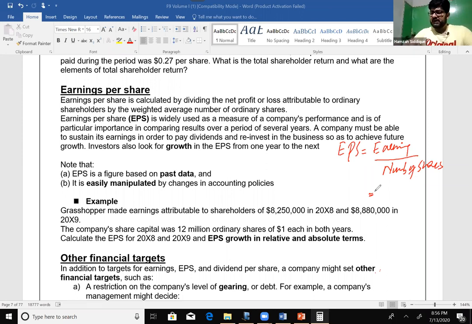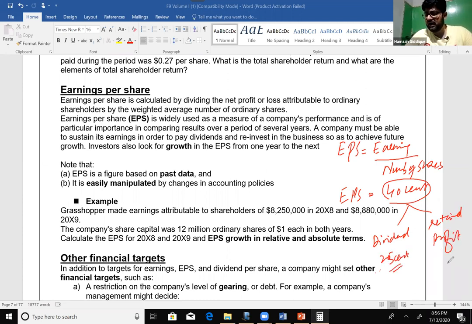So students, dividend, then EPS. For example, a company has earnings of 40 cents per share. Out of the 40 cents, the company pays a dividend and some is retained as retained earnings. For example, 25 cents is paid as dividend and 15 cents per share has to be retained as profit.